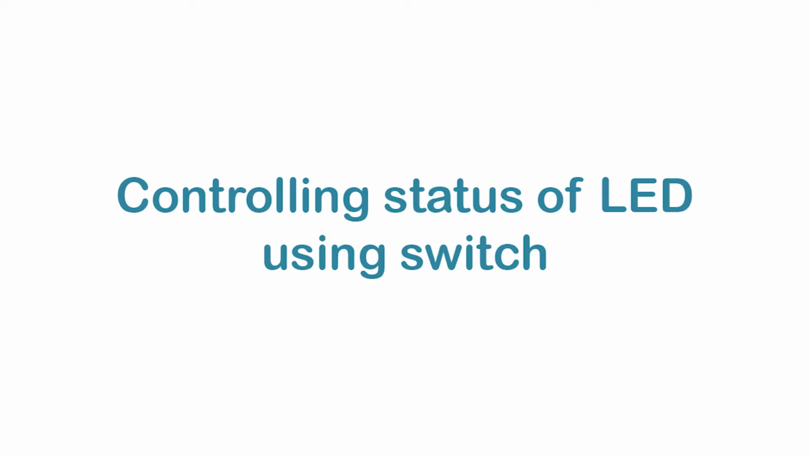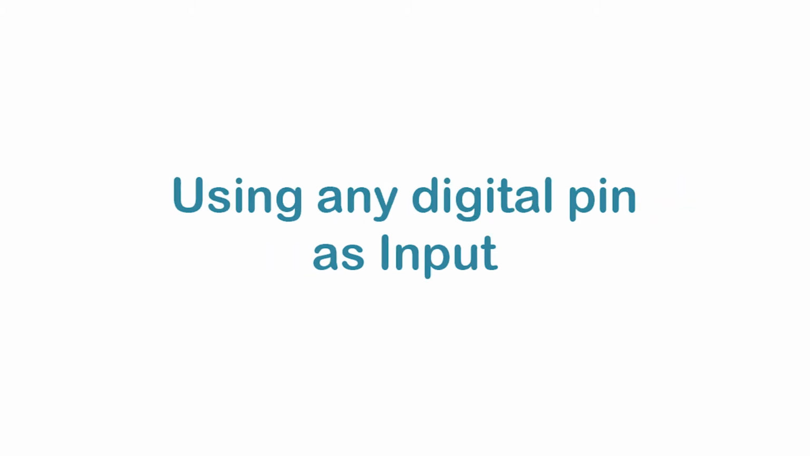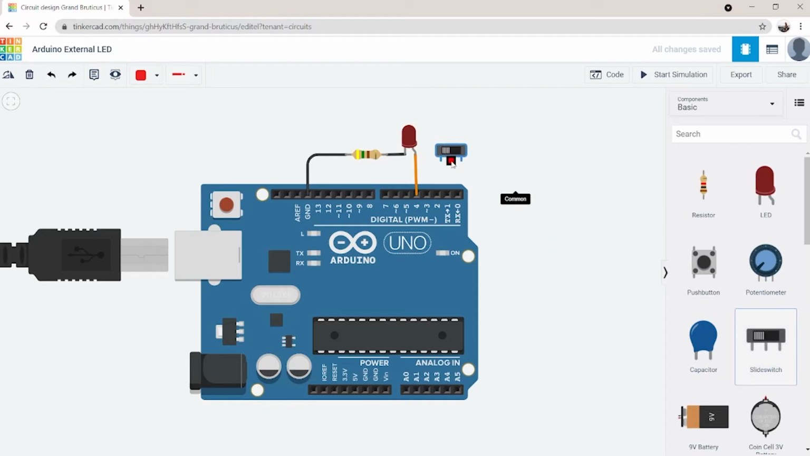In the next example, we will learn how to add a switch to control the on and off state of the LED. We will learn how to use any digital pin as input. I will add a common slide switch to the same project. I have connected the middle terminal of the switch to pin 0, one end of the switch to ground and the other end to the 5V pin.